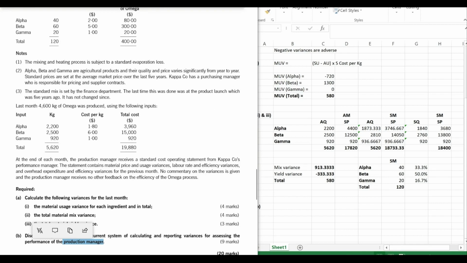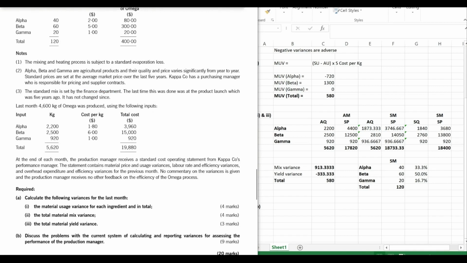It says Kappa Co has a purchasing manager who is responsible for pricing and supplier contracts, yet we're talking about the performance assessment for the production manager, okay? So why is the production manager being assessed for something which the purchasing manager is responsible for? That's another point we can write, right? Okay, then it says the standard mix is set by the finance department. So again, the mix is determined by the finance department. Who do you think knows the best about the product mix? Is it going to be the purchasing manager, the finance department, or the production manager? Obviously the production manager. Why is the finance department doing it, right?